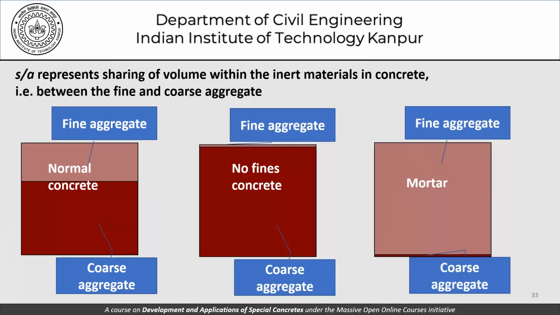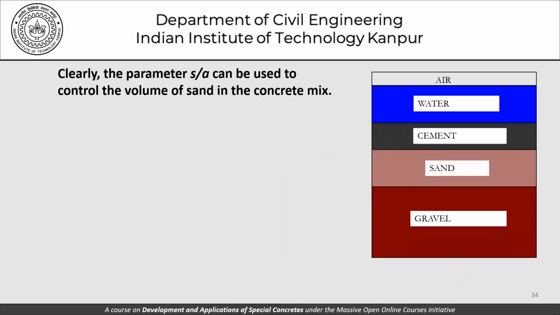So what we have varied here is S by A. This is a normal S by A, perhaps in the range of about 30 to 45%. This is no fines concrete, which means that the S by A is pretty close to 0. And here we are talking of virtually mortar, which means that we are talking of an S by A of virtually 100%. So having said this, let's take a look at this picture once again.